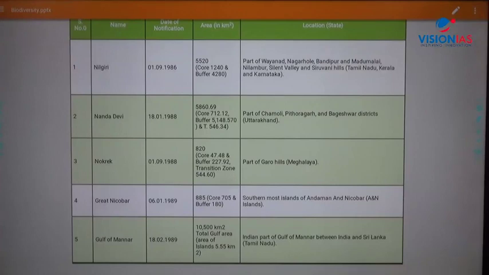Come on, the second one, Gulf of Mannar. The second one, Gulf of Mannar, announced in the year 2001. Located in the state of Tamil Nadu, in between India and Sri Lanka. It is there on the slide. Come and check this one. In between India and Sri Lanka, Gulf of Mannar.